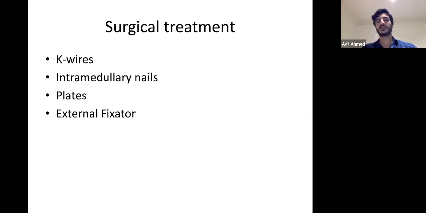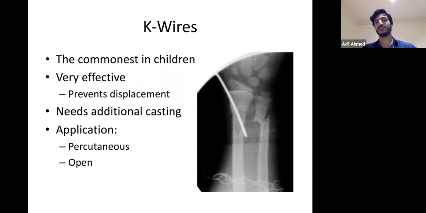So, surgical treatment. There are a number of ways to treat these: K-wires, intramedullary nails, plates, and external fixators. K-wire is probably one of the most common ways to treat certain fractures that have displaced significantly and angulated. They're very effective. We normally use 1.6 millimeter K-wires up to 2 millimeter K-wires in children. And you almost always need to add a plaster afterwards, because obviously there are wires poking out of the bone and skin and you want to cover these, but also because sometimes you just want to give it a bit more hold.